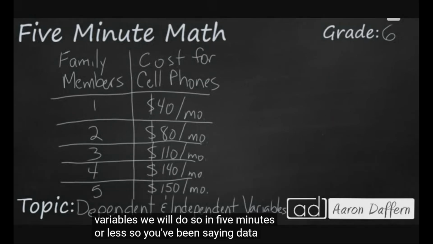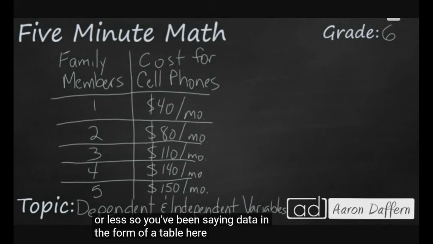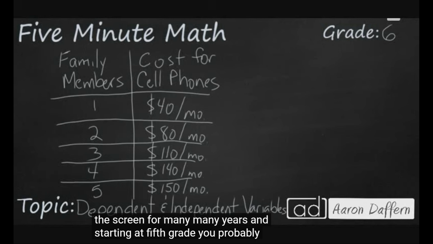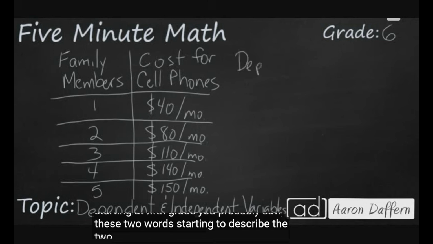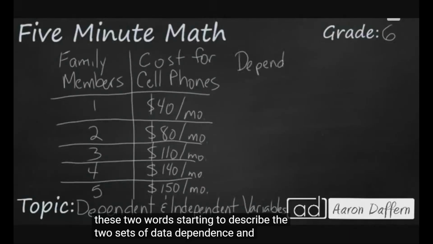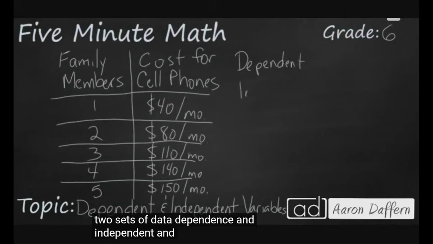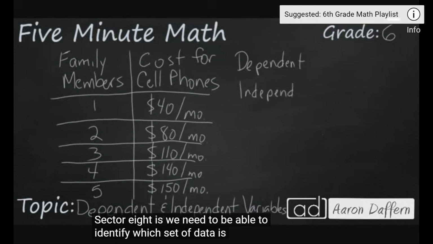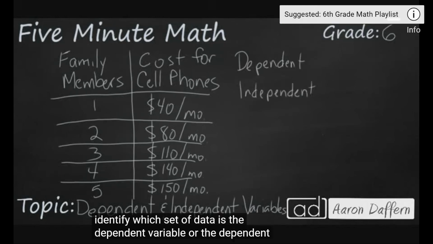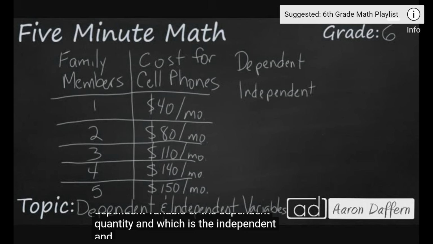So you've been seeing data in the form of a table, like we see on the screen, for many years. And starting in 5th grade, you probably saw these two words starting to describe the two sets of data, dependent and independent. What we need to do in 6th grade is identify which set of data is the dependent variable or the dependent quantity and which is the independent.